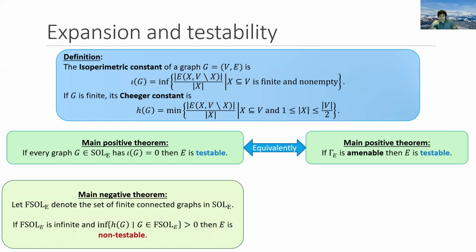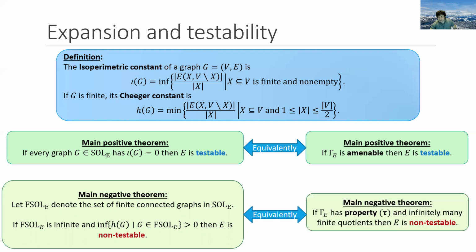Our main negative theorem is somewhat the opposite of the main positive theorem. Let F Sol E denote the set of solution graphs that are also finite and connected. Suppose that this set F Sol is itself infinite and that it is an expanding family of graphs. That is, the Cheeger constant of all the graphs in F Sol is bounded away from 0. In this case, our theorem says that E is not testable.